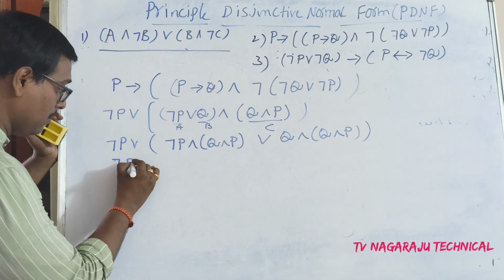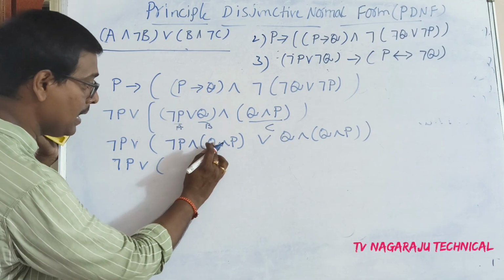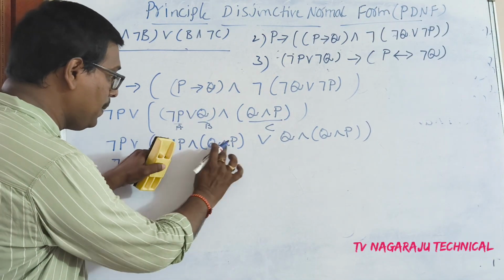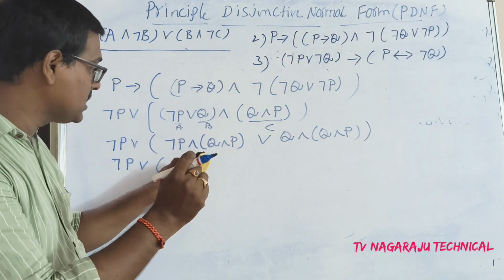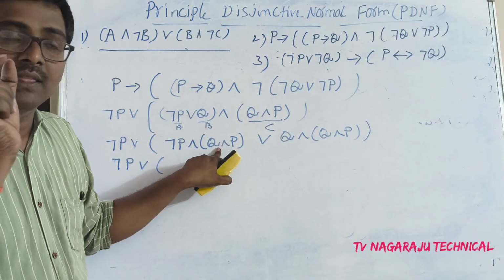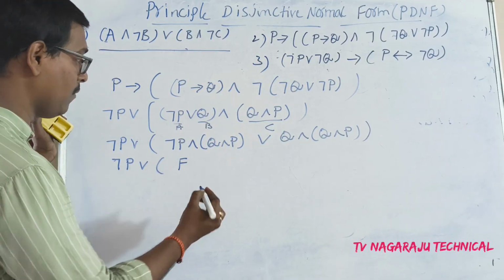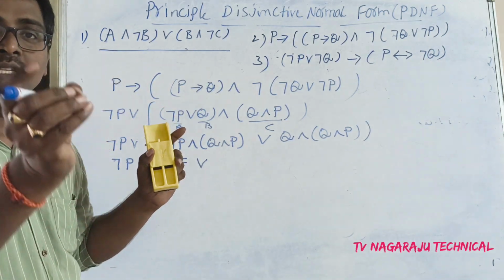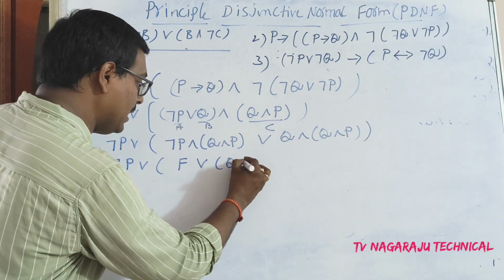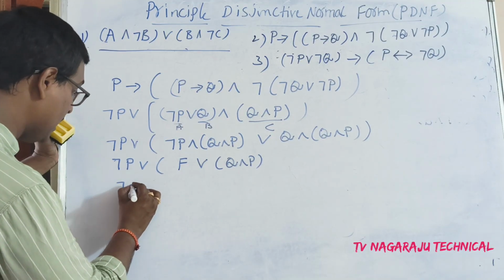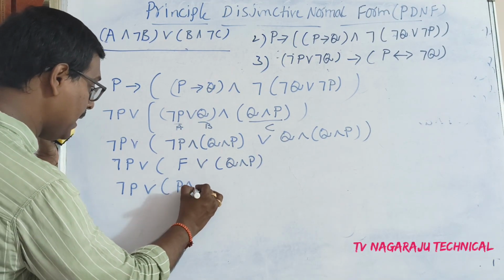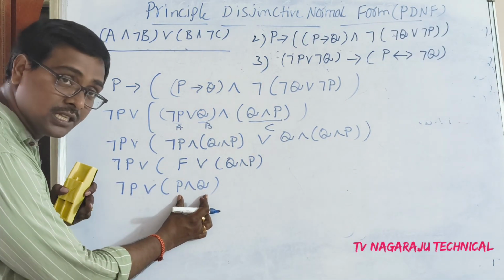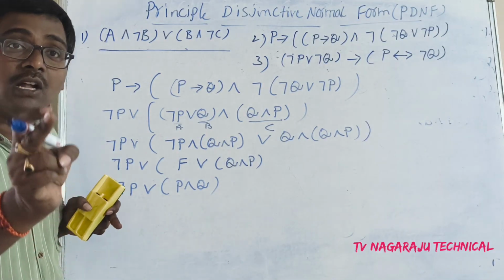Now, negation P or negation P and Q and P. What is negation P and P? Negation P and P is false. False and Q, false and anything is false. From this we are getting false. Or Q and P. So finally what you are getting? Negation P or P and Q. Now check if it is in DNF or not. Yes, this is a product term. Even a single letter is also a product term.